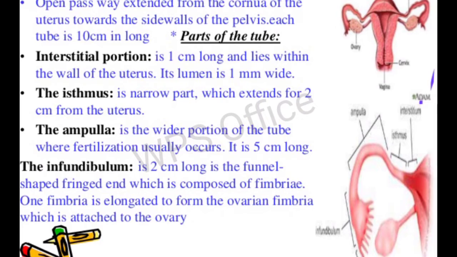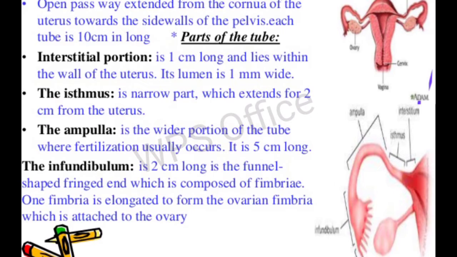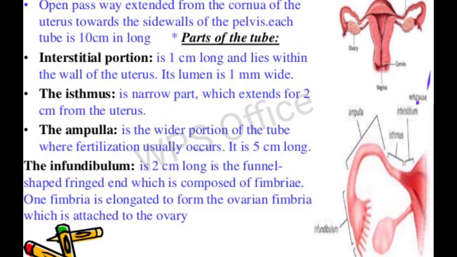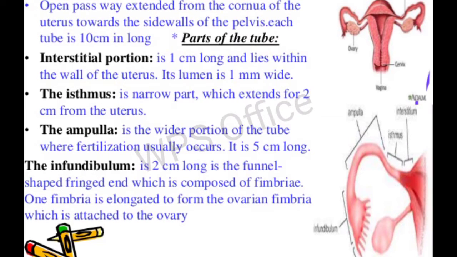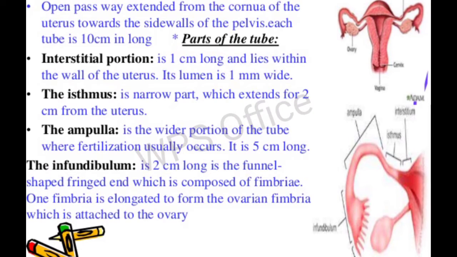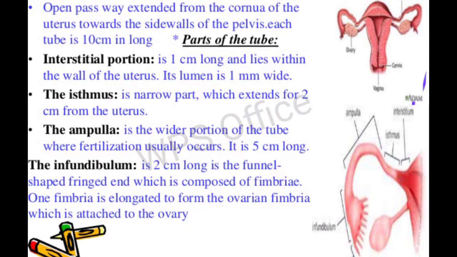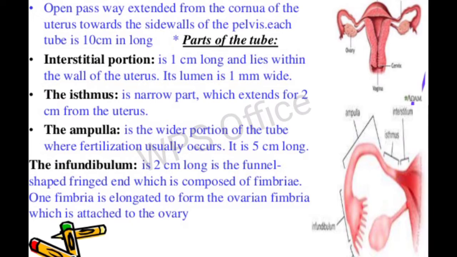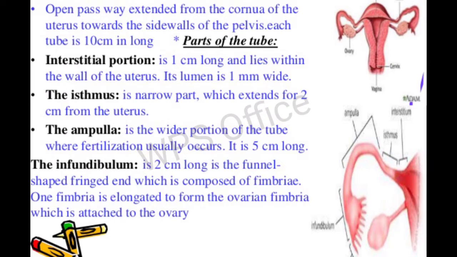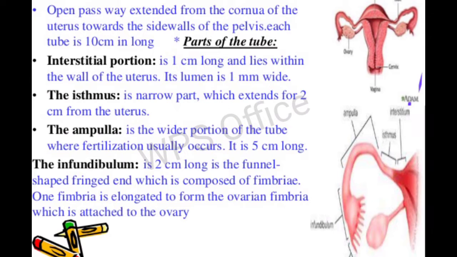Then next is the fallopian tube or the uterine tubes. It is an open passageway extending from the cornua of the uterus towards the side walls of the pelvis. The tube is 10 centimeter long. So this fallopian tube is also known as the uterine tube. It is about 10 centimeter long each. In the interstitial portion, it is 1 centimeter long and lies within the wall of the uterus.